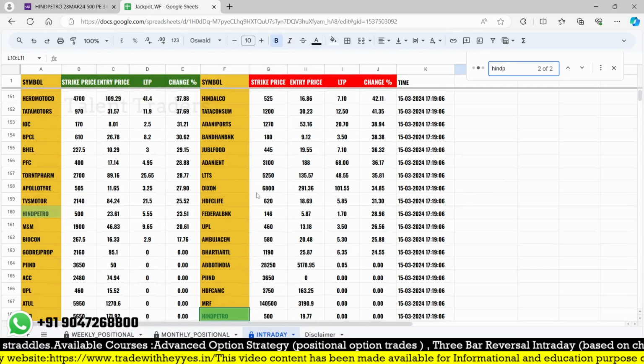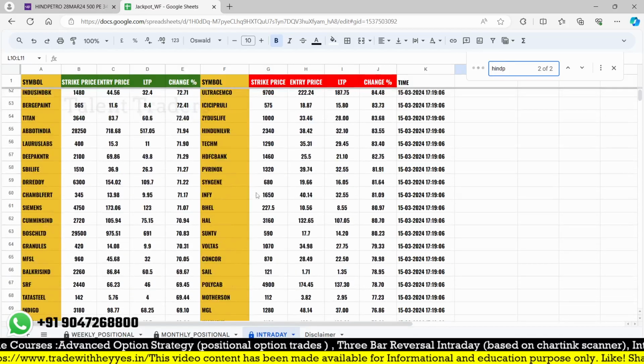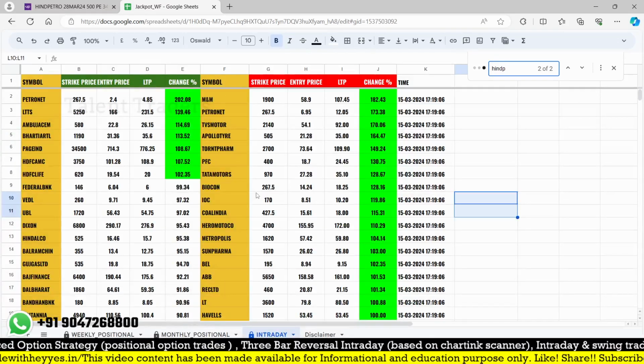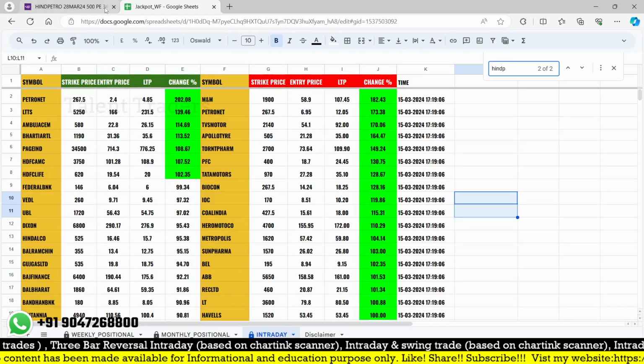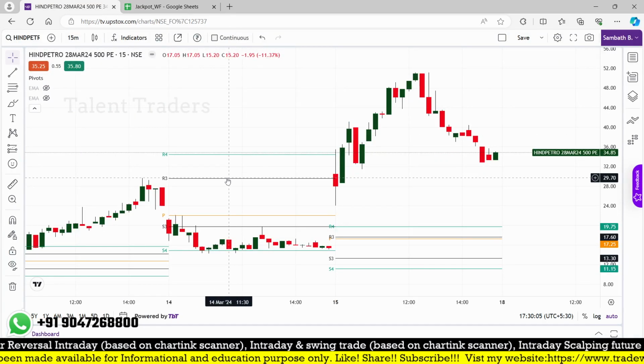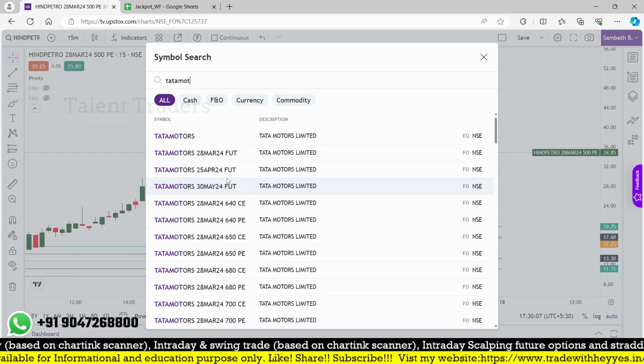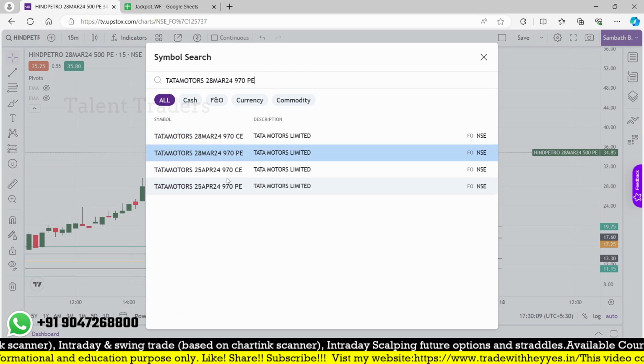It will work as a scanner. And some stocks, like today, I see it gave an opportunity and then it returned back. So let me check that 970 option when it has happened. It's a right entry, starting with the 970 option.